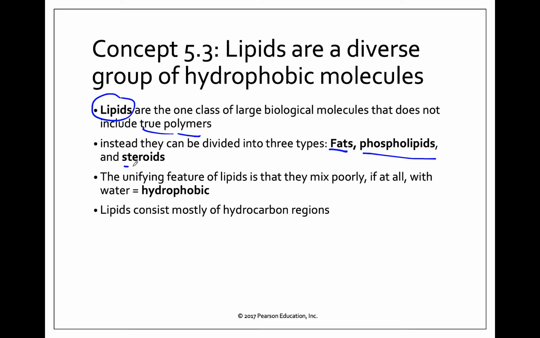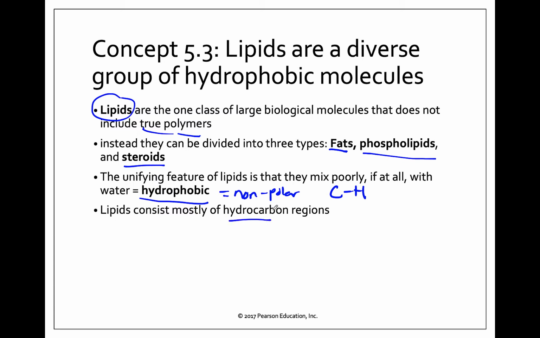phospholipids, and then steroids. And the reason that all 3 of these are grouped together as lipids, not because they're polymers or they look similar or anything, is because they are all hydrophobic, which means they are nonpolar. And they are hydrophobic because they have long carbon-hydrogen chains. So lipids mostly consist of hydrocarbon regions.